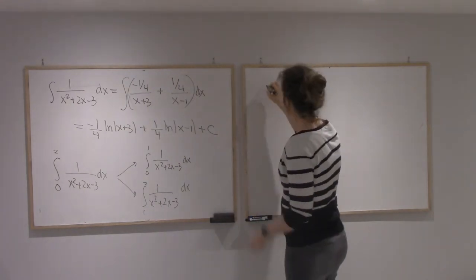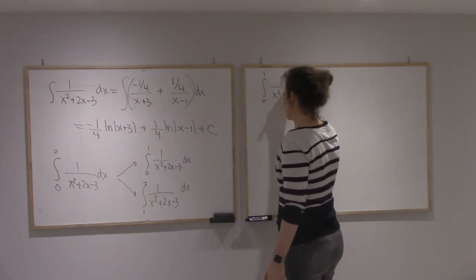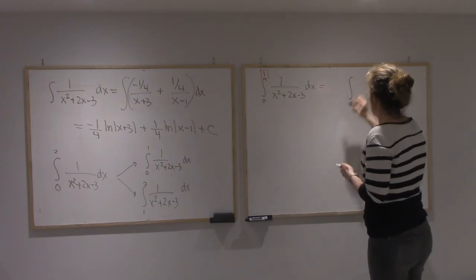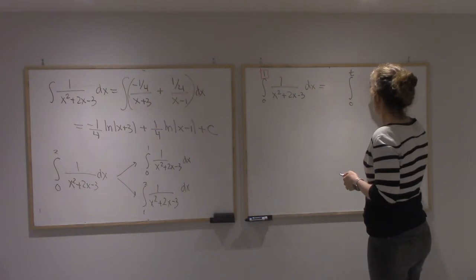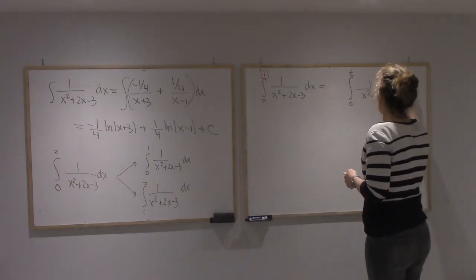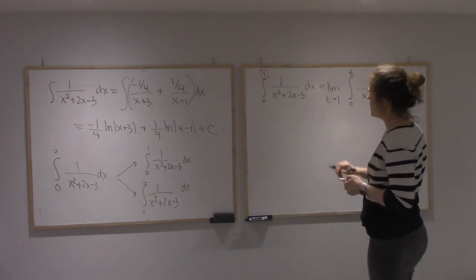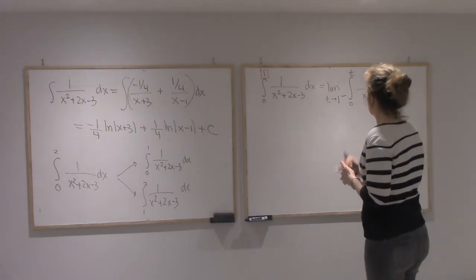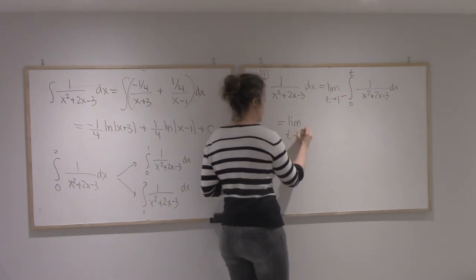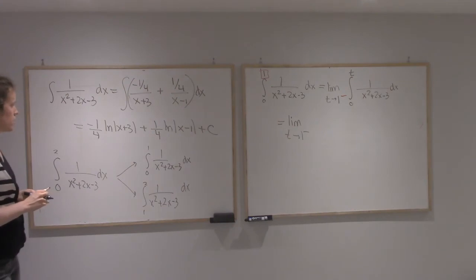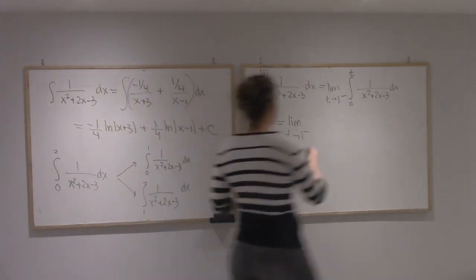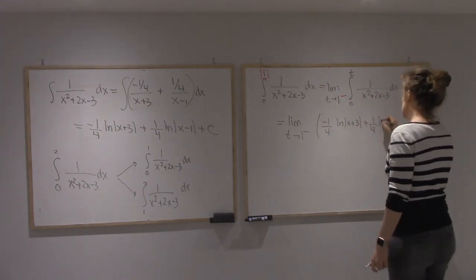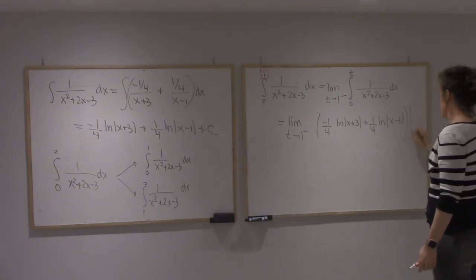Alright, so let's look at the first one. It doesn't matter which one you start with. My issue is at 1, and so I'm going to replace 1 by t. And I'm going to have a limit as t goes to 1. And because 1 is the top bound, I should use 1 minus. And then I already have my antiderivative: minus a fourth ln of x plus 3 plus a fourth ln of x minus 1, from 0 to t.